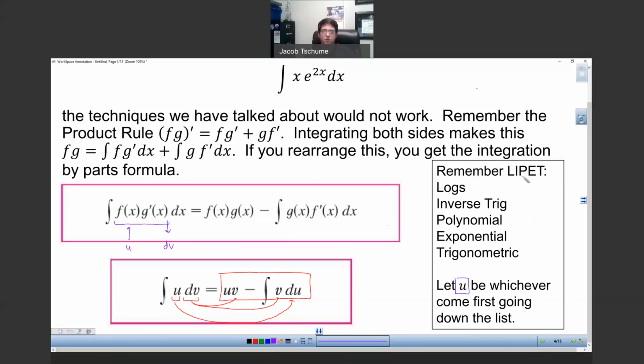LIPET stands for: the L represents logarithms, usually in the natural case. I guess it could be any log, but we'll usually do natural logs. I represents inverse trig. P represents polynomial functions. E represents exponential, and T represents trigonometric, all right? So if we go in this order from top to bottom, whichever one you run into first, we are going to let that be our u, and then the other term will be our dv term. That's the most straightforward way to set up integration by parts.